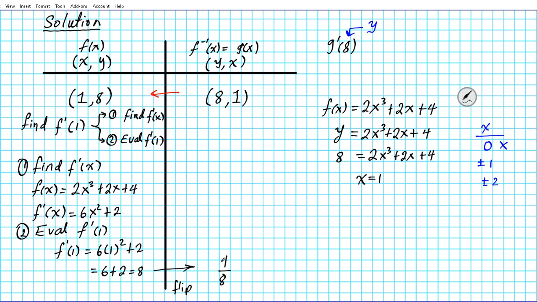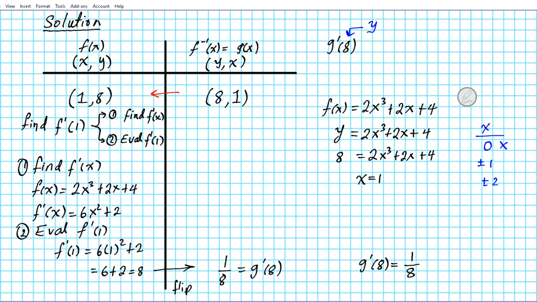And that, ladies and gentlemen, is the final answer. This is what g prime of 8 is. G prime of 8 is 1 over 8. So let's write down our answer. G prime of 8 is equal to 1 over 8.